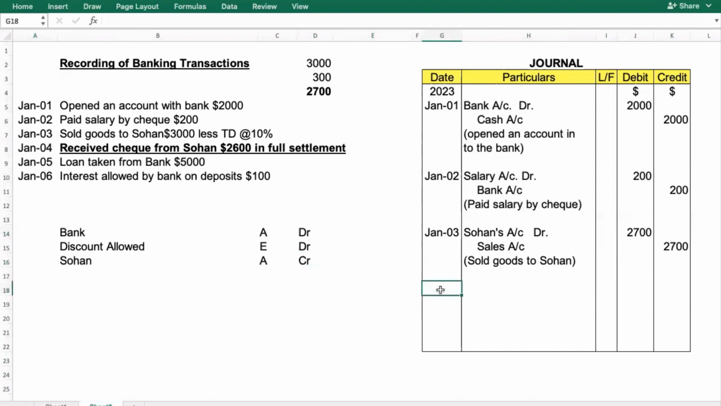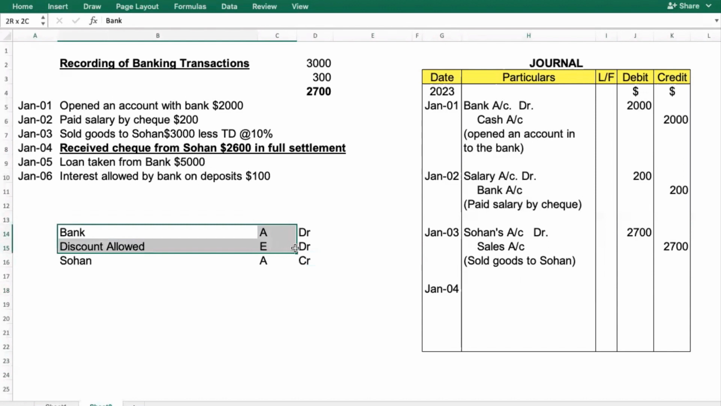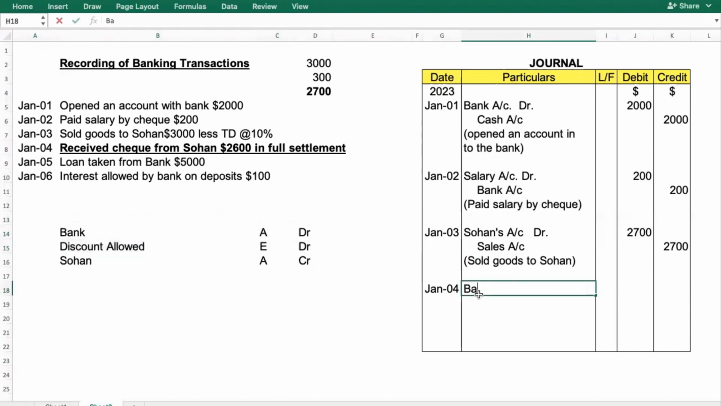Now see January 4th. First I will record the debit items. Here two accounts are debited, so I will write both. Bank account, debit. Next line, discount. Both are debit, so both will come in parallel. And then the credit, so leave some space.